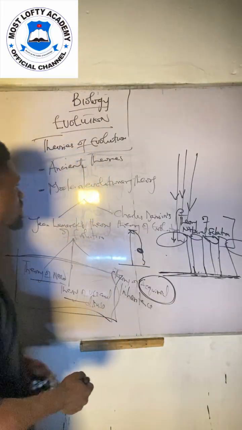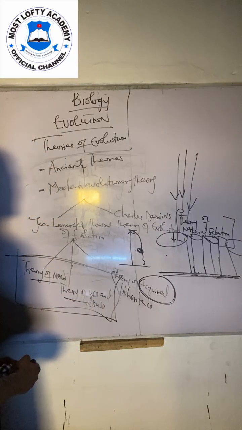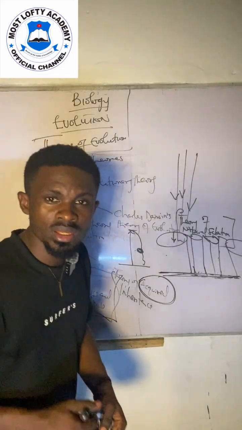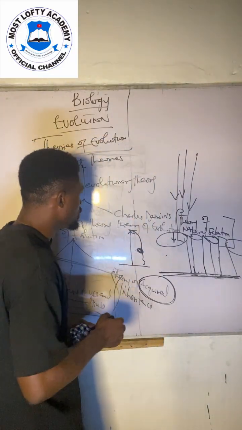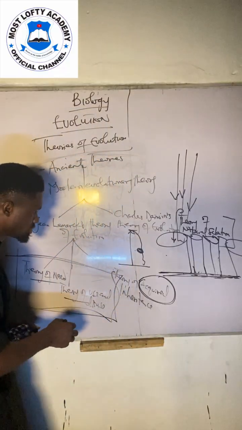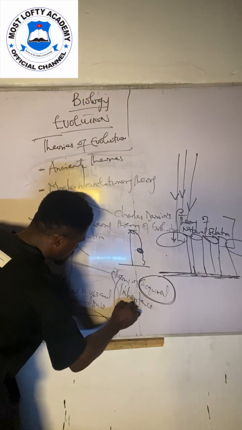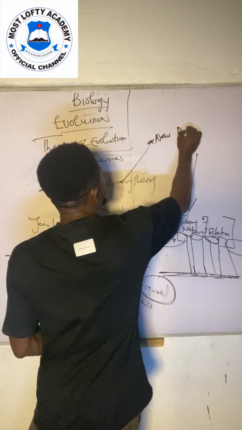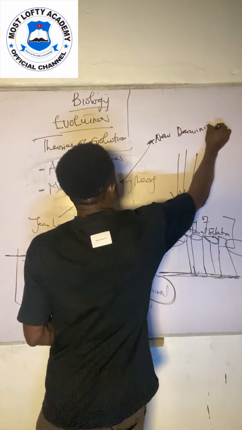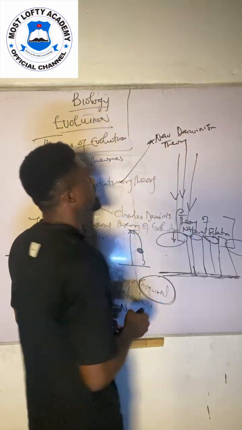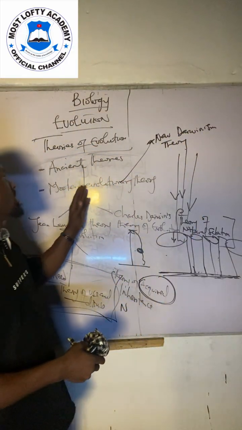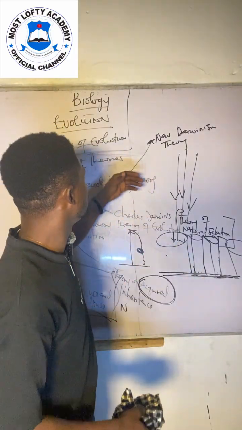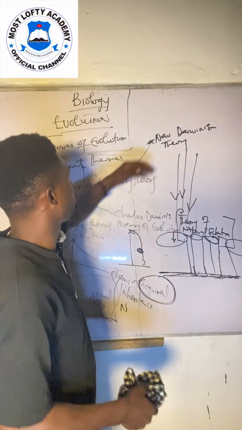Okay, so let's look at modern evolutionary theory. The modern evolutionary theory is otherwise known as neo-Darwinism theory. Why is it like that? Modern evolutionary theory is actually a modified Charles Darwin's theory. Am I communicating? Modified Charles Darwin theory.